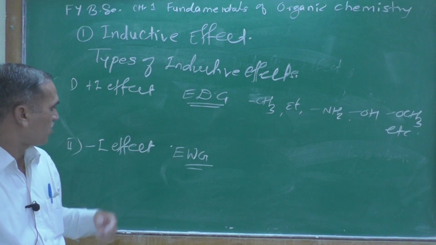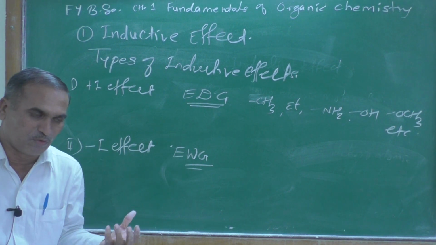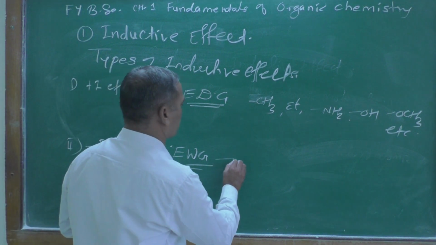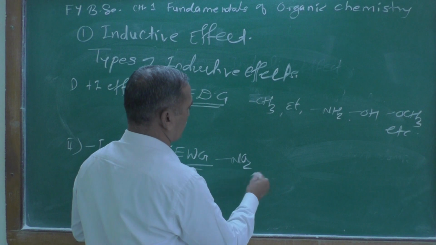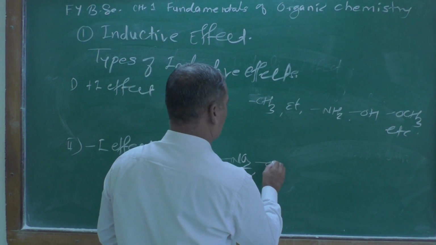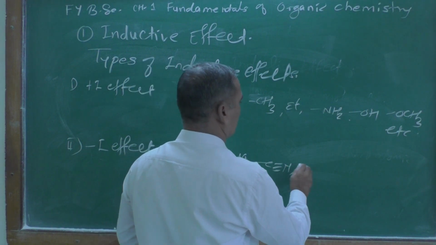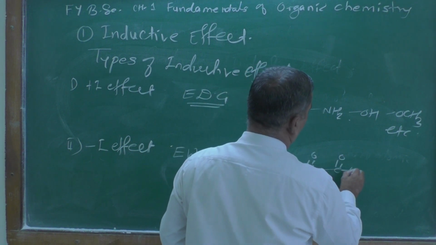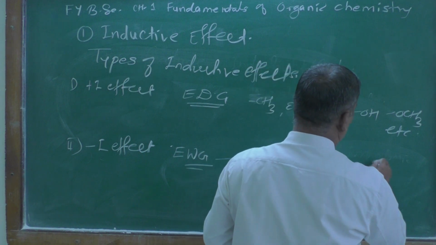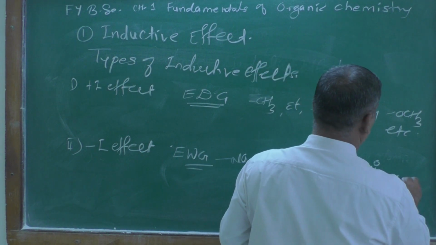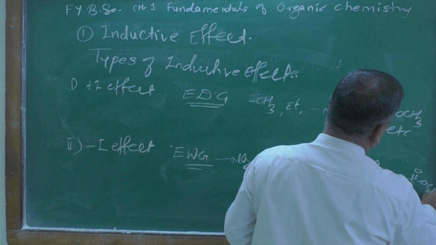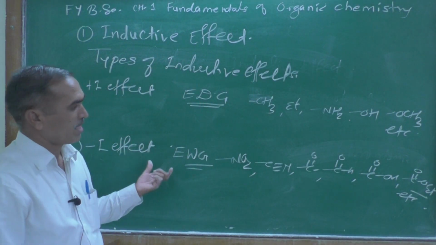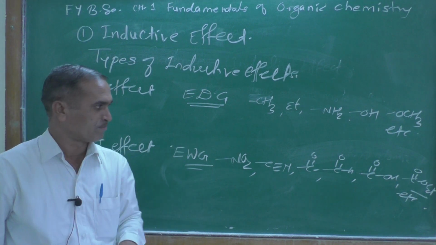An electron withdrawing group means what kind of group? They show the minus I inductive effect. For example, nitro group, then cyanide group, then carbonyl group, then aldehyde group, then C double bond O acid group, then C double bond O Et ethyl group, etc. They show the minus I inductive effect.